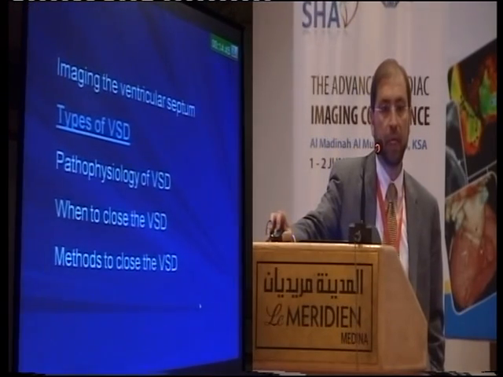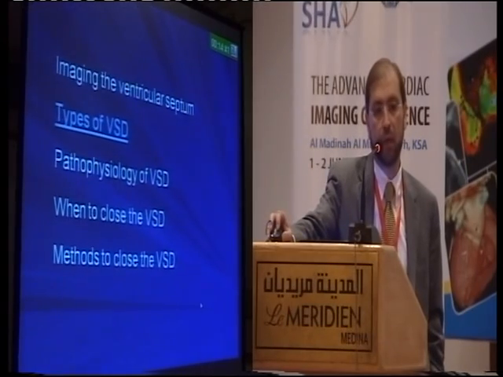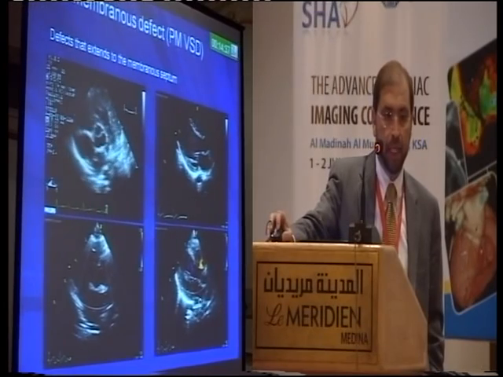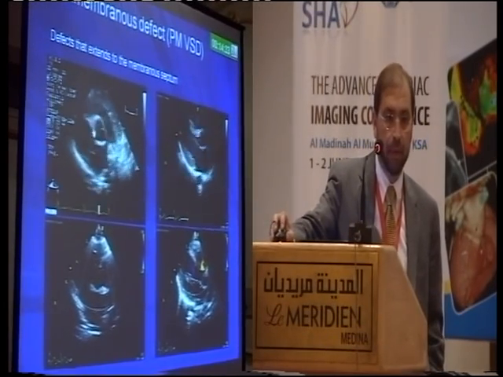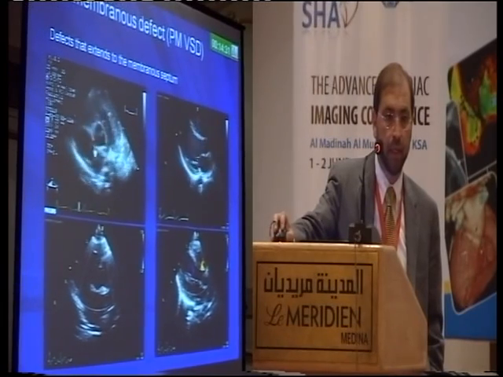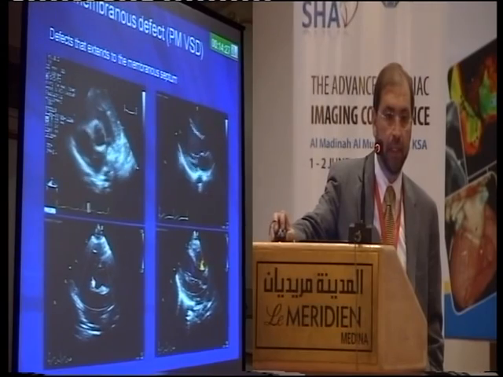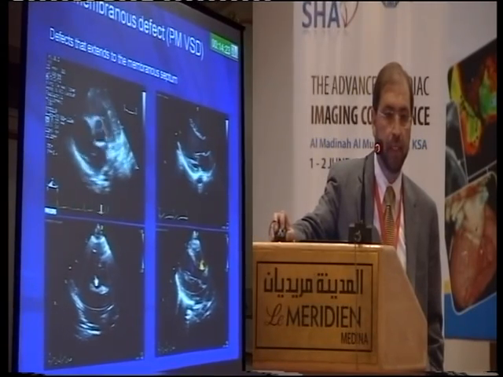So now moving to the second part of this presentation, which is what are the types of VSD based on their location of the ventricular septum. I will start with the perimembranous defect. Again, the membranous septum is from here to here, underneath the septal leaflet of the tricuspid valve. And any defect in this area, we label it as perimembranous VSD.